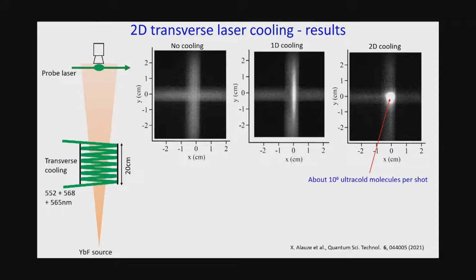There's about 10 to the 6 ultracold molecules per shot in this beam, and the laser cooling has increased the beam brightness by at least a factor of 300.